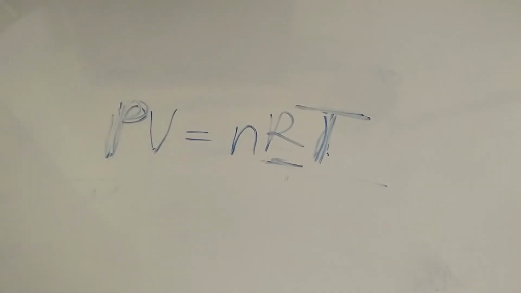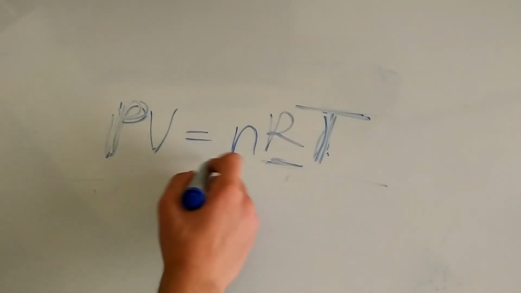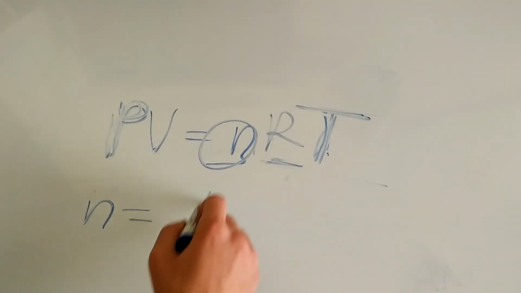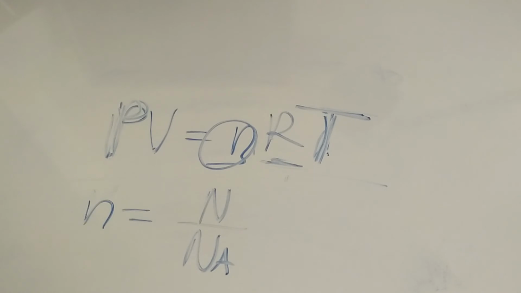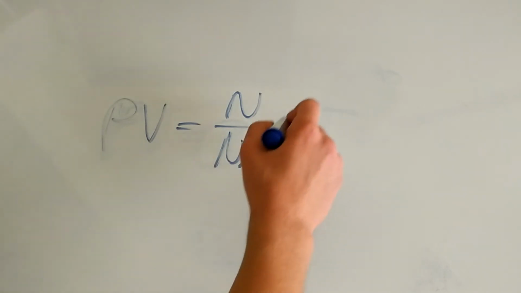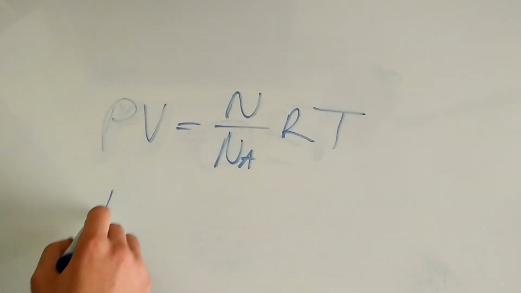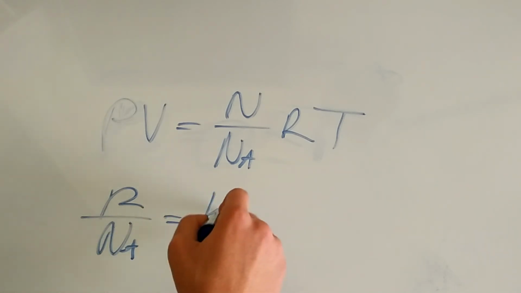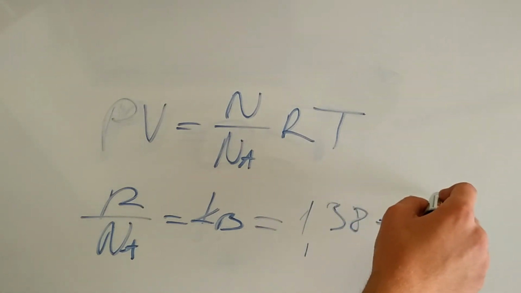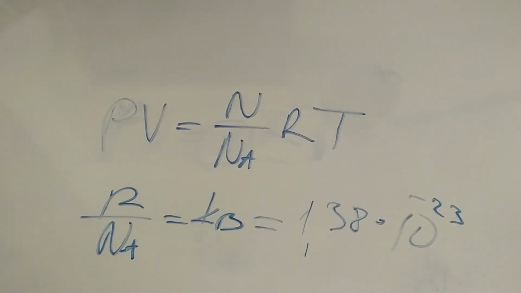Now we can interpret this formula as I said. For instance, instead of the number of moles, for n we can write the number of molecules over Avogadro's number. So in the formula we get P times V is equal to N over Avogadro's number times the universal gas constant times temperature. Now R over N_A is equal to the Boltzmann constant, which is equal to 1.38 times 10 to the power of negative 23, expressed in joules over Kelvin.